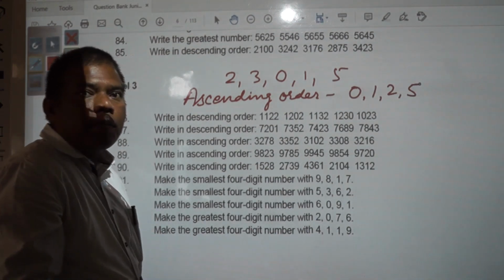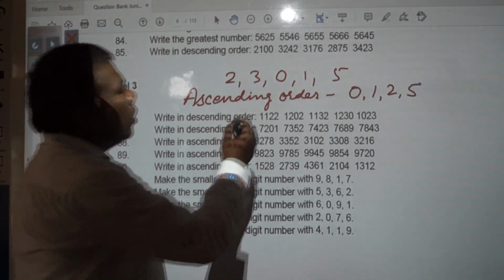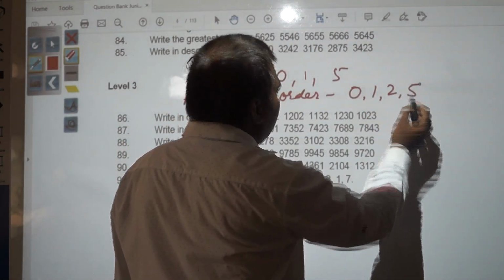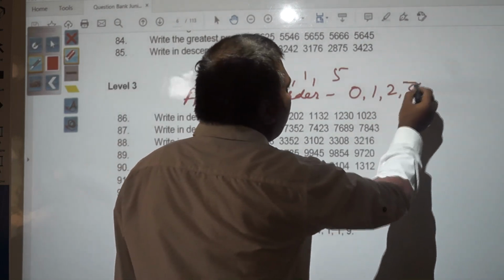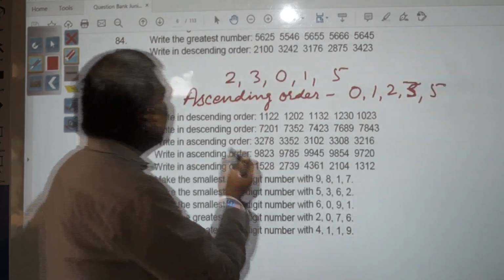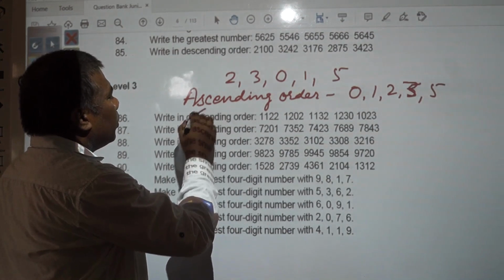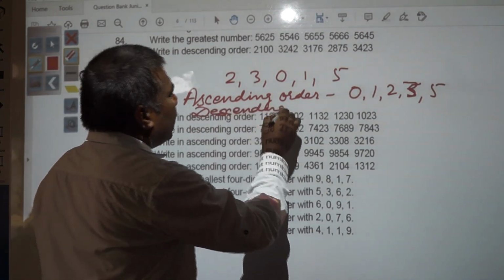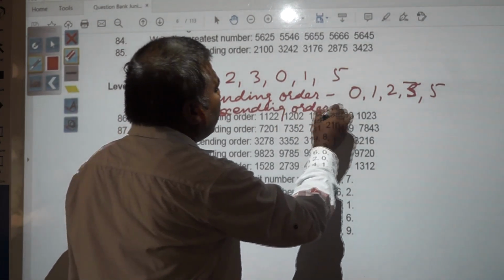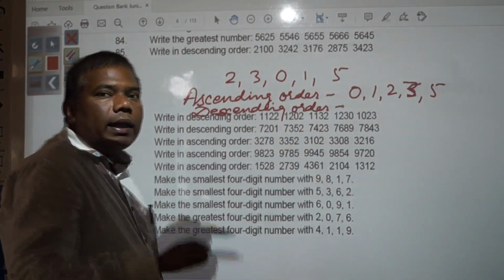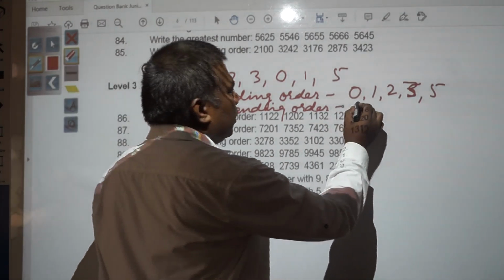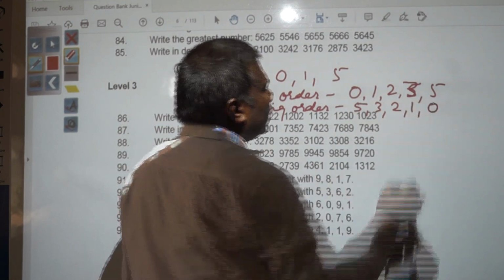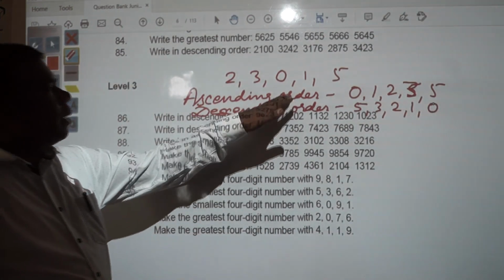Then one number we have left. This is 3. So 3, and then you have 5. Okay. So in descending order, the same numbers, if we need to write, what will we do? The greatest number you need to write first. So 5, 3, 2, 1 and 0. So these are examples with very small numbers.